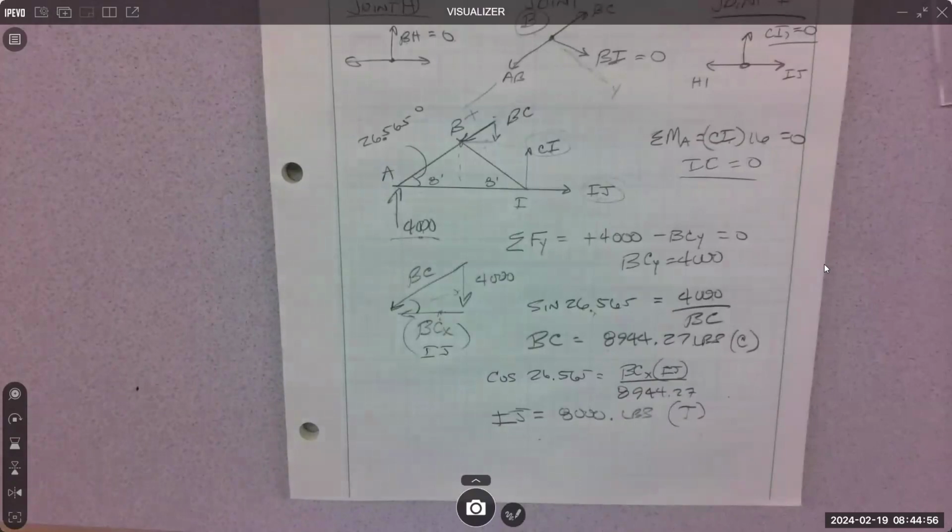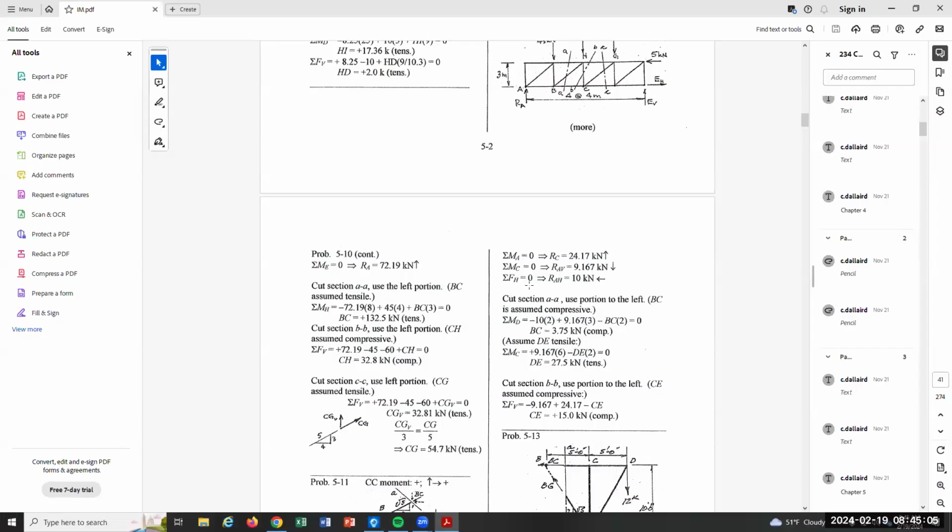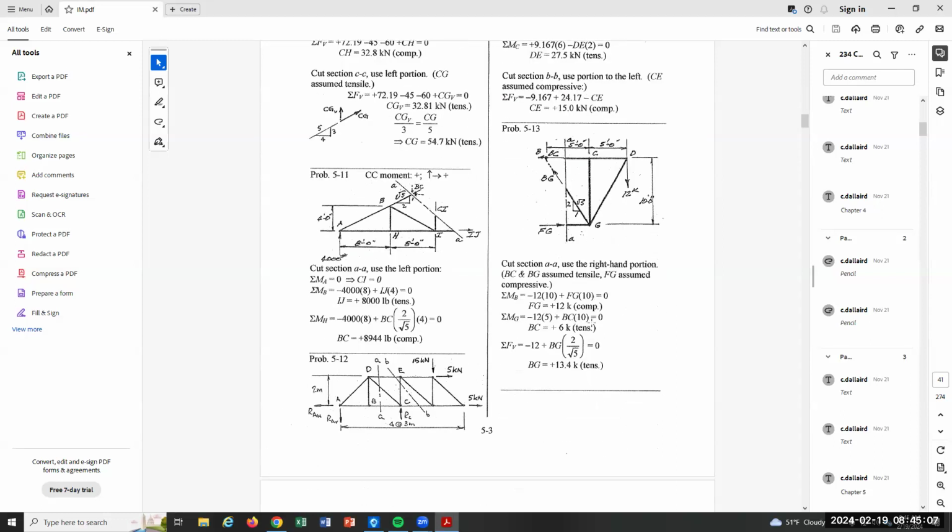What did the book get? This 11? Yeah. 11, the book gets BC 8944. Good. IJ 8,000. Good. And 0. CI 0. Very good.